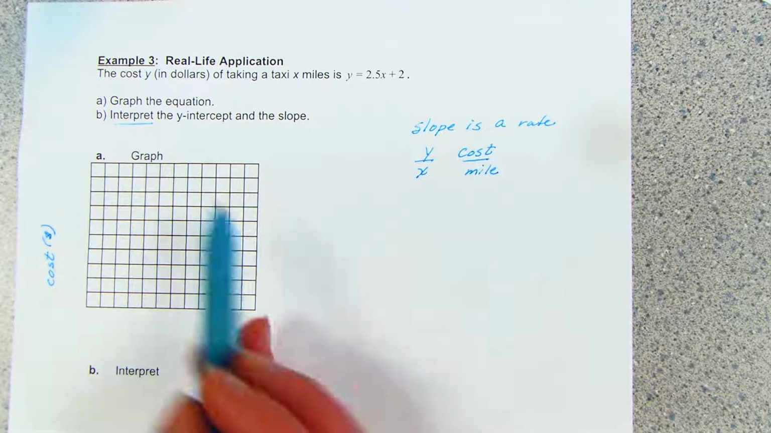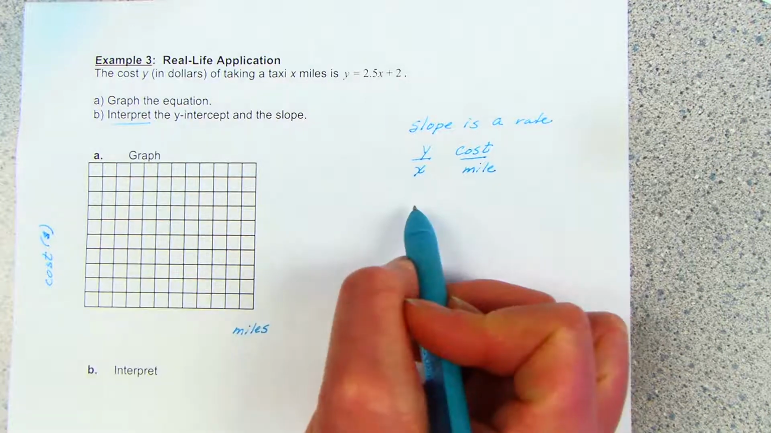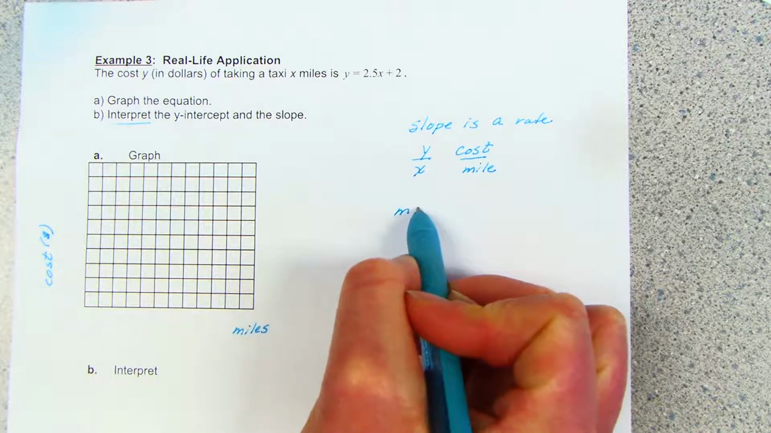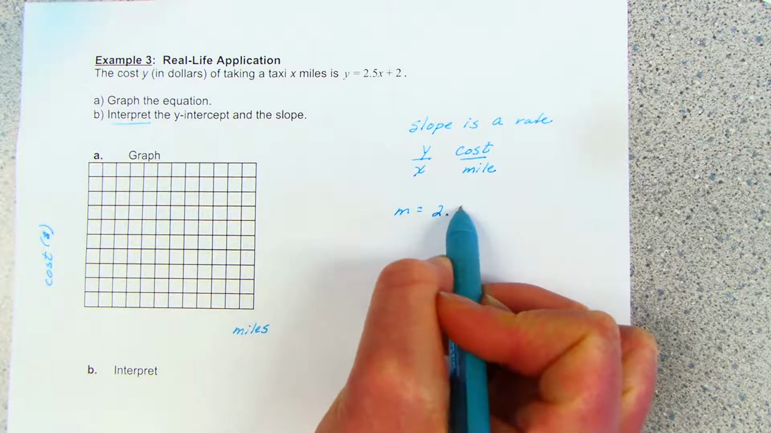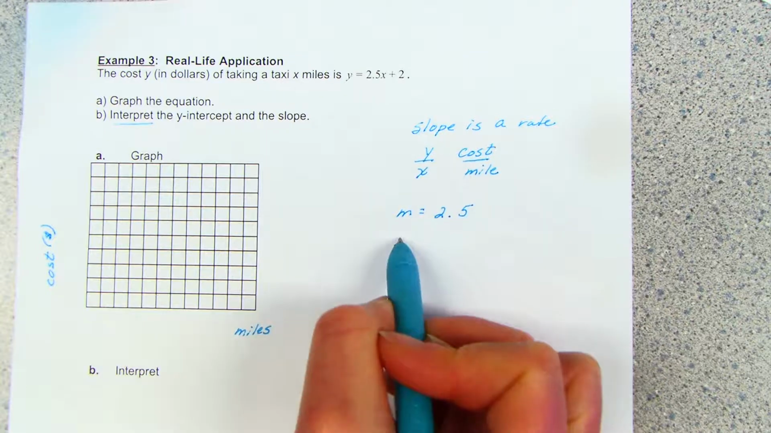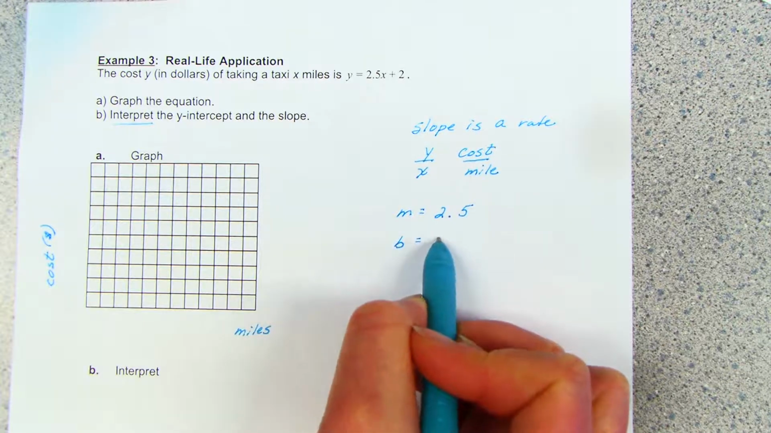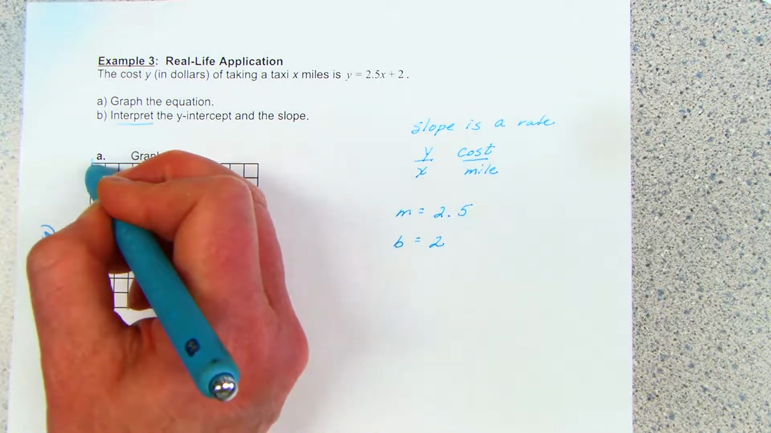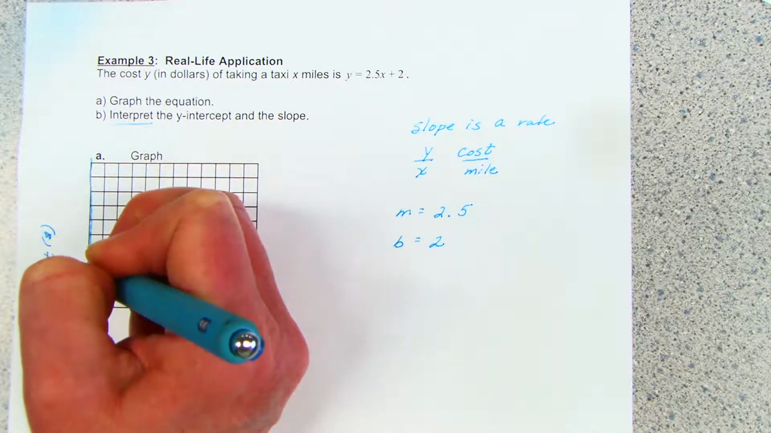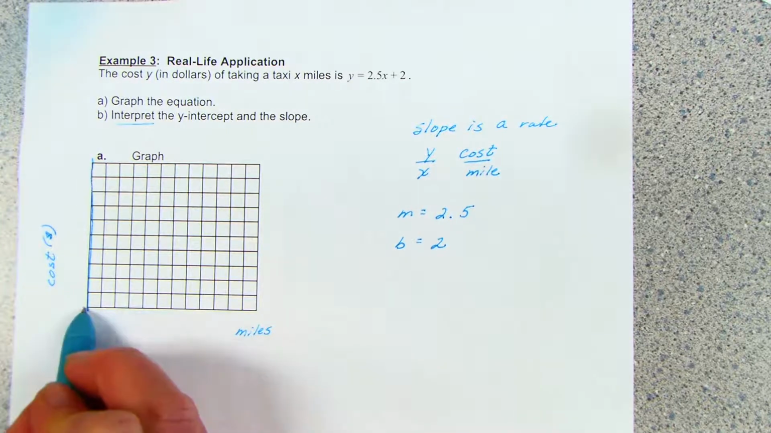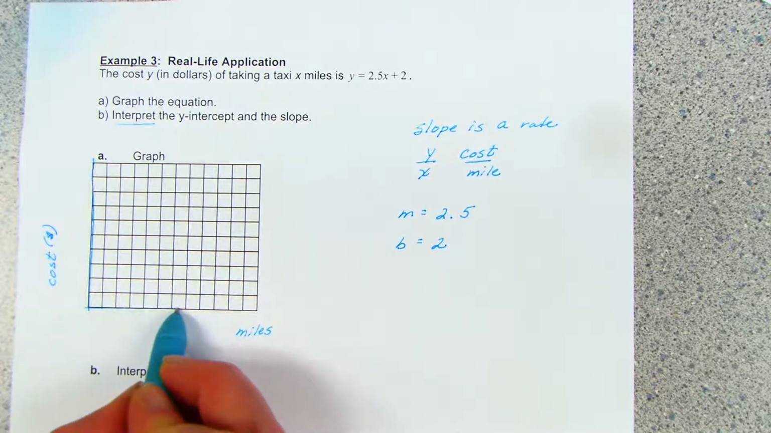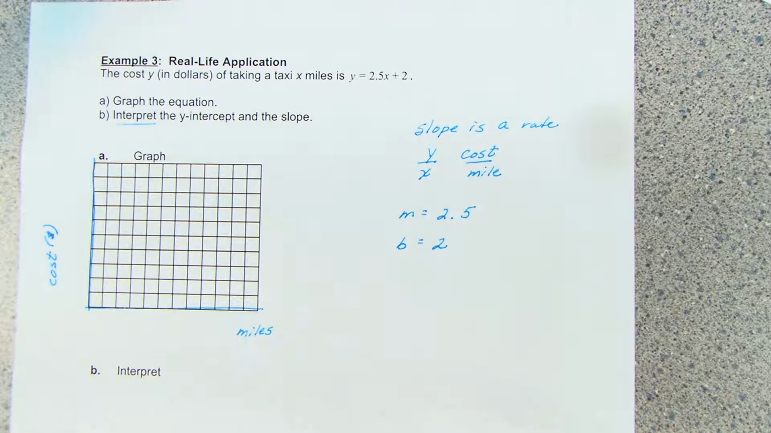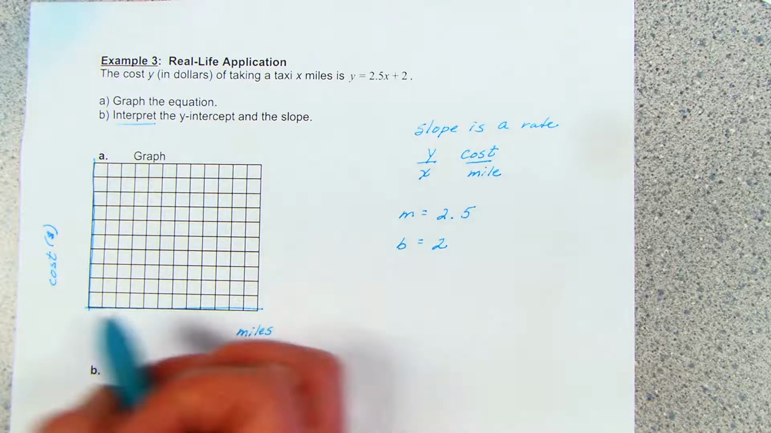All right, then let's go ahead and graph that. Our slope is 2.5, and our intercept is 2. And this is all positive, so I should be able to keep it in the first quadrant. That kind of makes sense. You can't really go negative miles. I guess you could have negative money, but a taxi ride doesn't work like that. So let's start at 2.